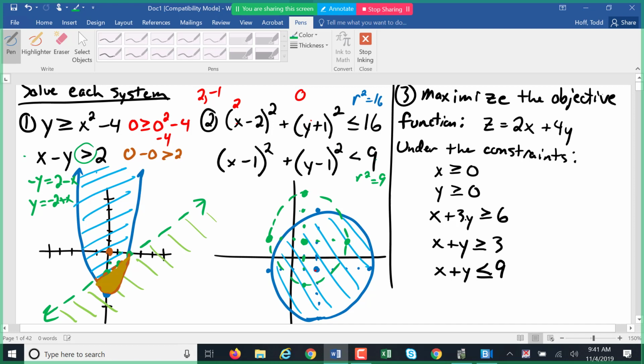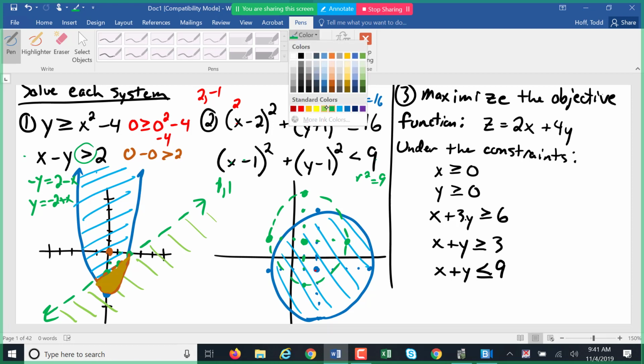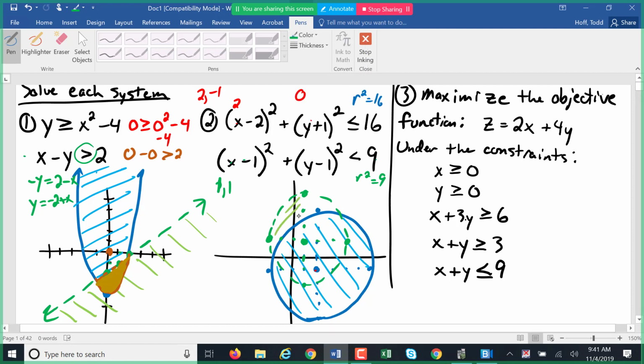If I test the center point, if I put in 1, 1, I get 0 plus 0 on this side. That is less than 9. So the inside of this circle is also shaded. For the overlap here, from this circle it's a solid border, and from this circle it's a dashed border. And of course, we're coloring in the inside of it there. That part is the solution. Any questions?